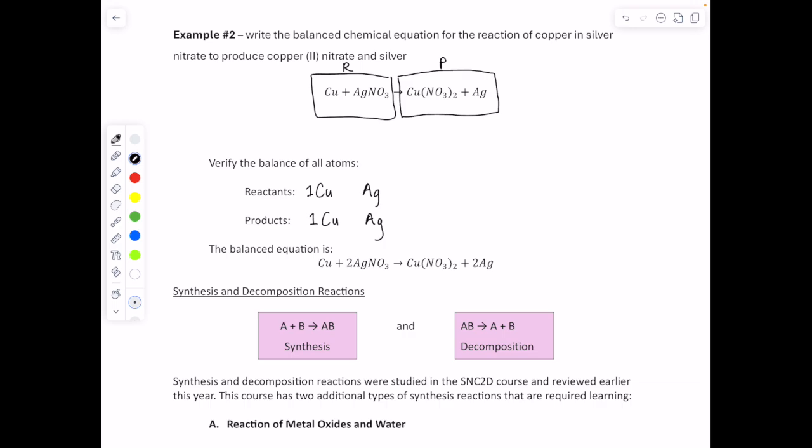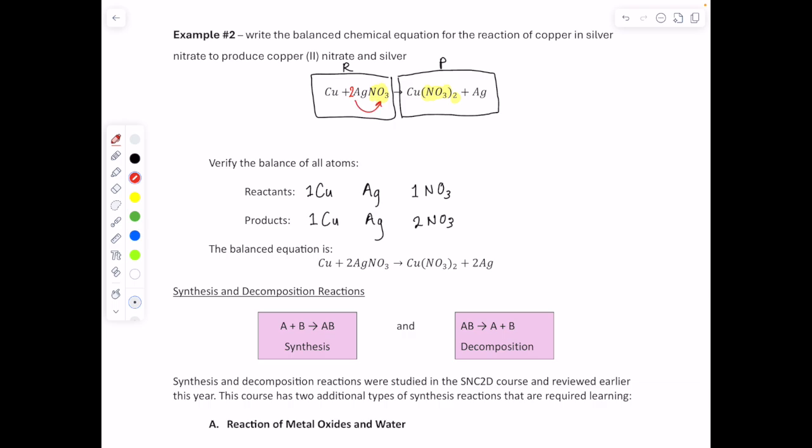Next, let's look at the nitrate polyatomic ion, NO3. In the reactants, we have 1 NO3. How about in the products? In the products, we have 2 NO3. So in order for these two to balance out, we have to add a coefficient in front of the molecule containing nitrate in the reactants. So I'm going to write the coefficient 2 so that there are 2 nitrates.